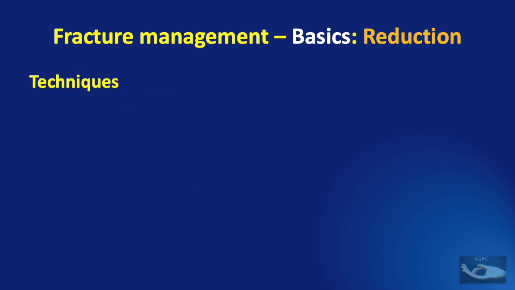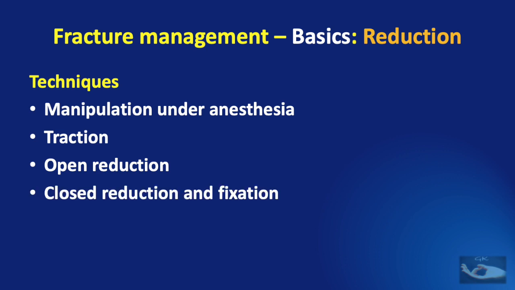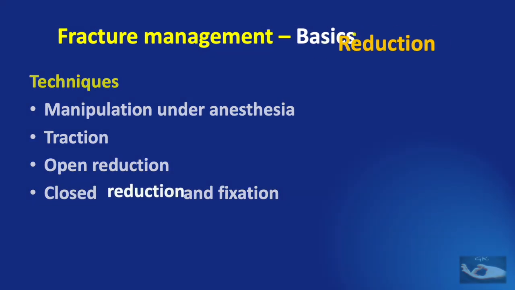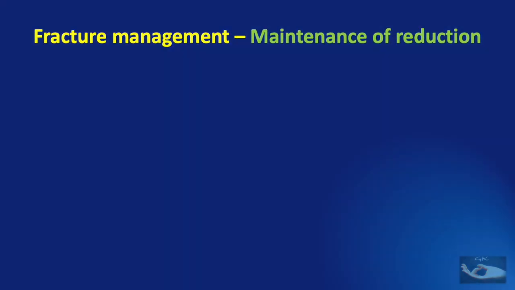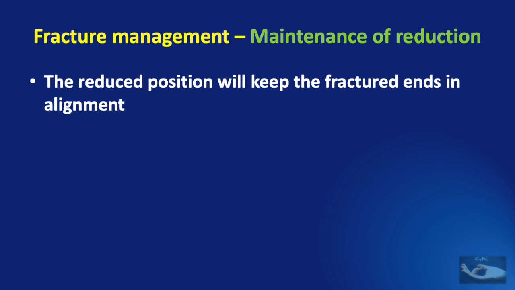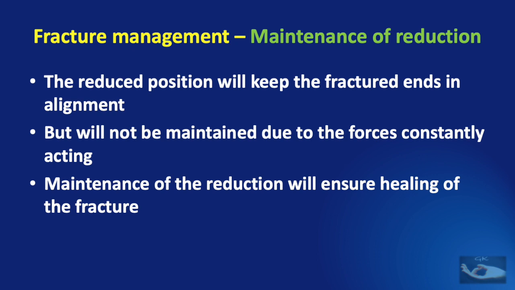The various techniques by which this reduction of the fractured ends can be done are manipulation under anesthesia, traction, open reduction, and closed reduction and fixation. After reducing the fractured ends, it is important to keep the reduced fracture ends in alignment, because though the reduced position will bring the fracture ends into alignment, it cannot be maintained due to the forces that are constantly acting on the bone. So the reduced fracture ends must be maintained to ensure healing.